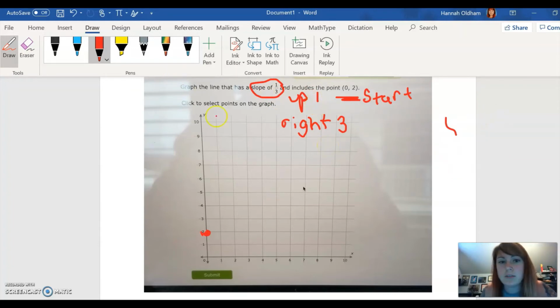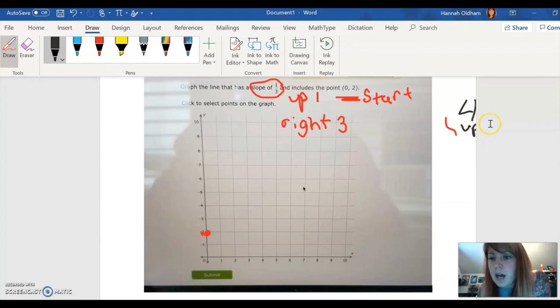Also, as a side note, let's say that your slope was 4. If your slope was 4, that would just be up 4, and then right 1, because there's no number on the bottom. So that would just make it up 4, right 1. Okay, that was a side thing. Back to this: up 1, right 3.